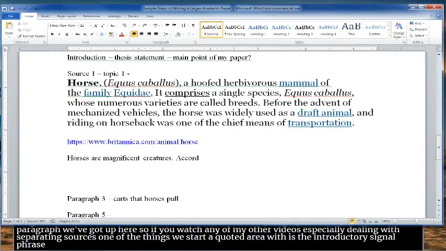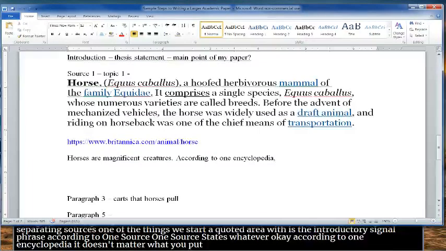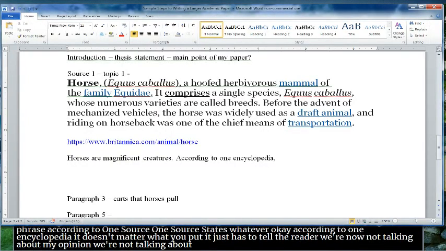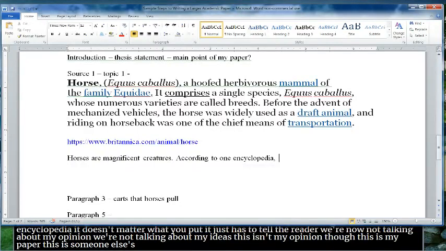According to one source states, whatever, okay? According to one encyclopedia. It doesn't matter what you put. It just has to tell the reader we're now not talking about my opinion. We're not talking about my ideas. This isn't my opinion. Though this is my paper, this is someone else's stuff. This is someone else stating this.